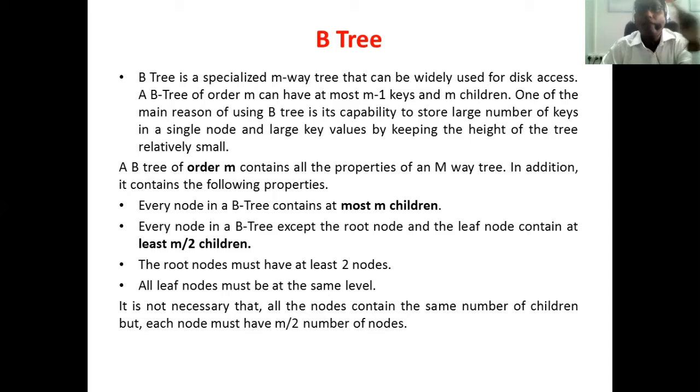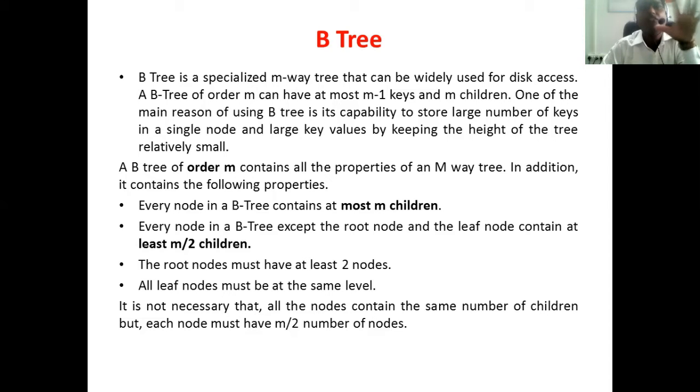And how many children will a particular node have? The number of children is equal to the order of the tree. If the order of the tree is 5, that means the particular node contains at most 5 children.